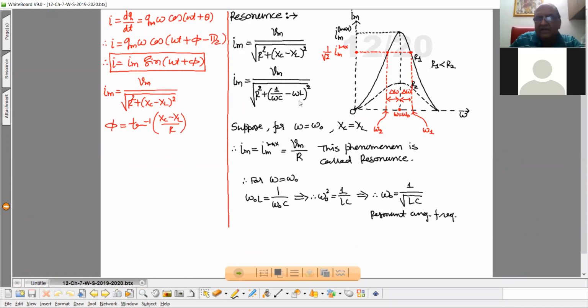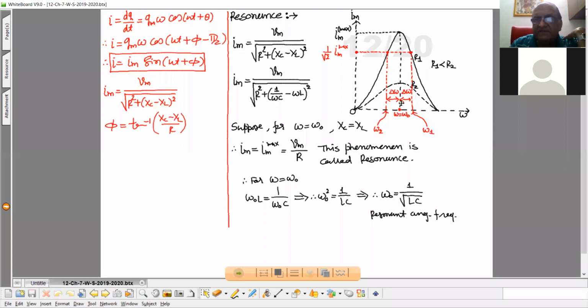Clear? Now see here, suppose we change the frequency. If the frequency of the supply voltage is continuously changing, this current will also change. If we draw the graph of Im versus ω, then the graph will be as shown in this figure. And this particular graph is called the resonance curve. Experimentally we can obtain this graph of Im versus ω.